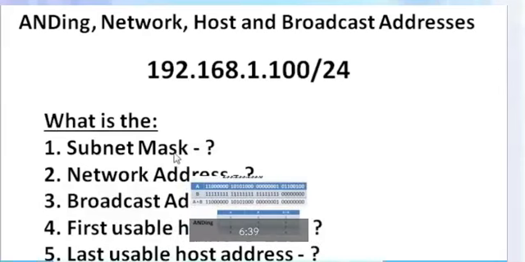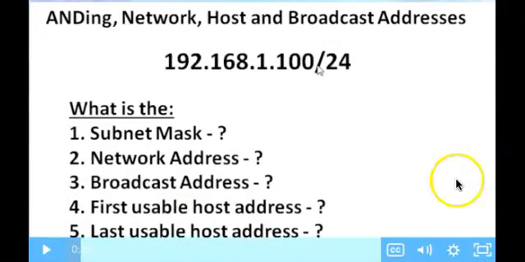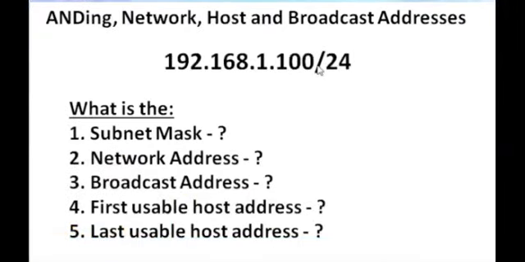What is the subnet mask? We can see that the subnet mask is /24, but what is it in dotted decimal notation? Two, the network address. The network address is the first address in the network. It's a reserved address that cannot be assigned to any host on the network.